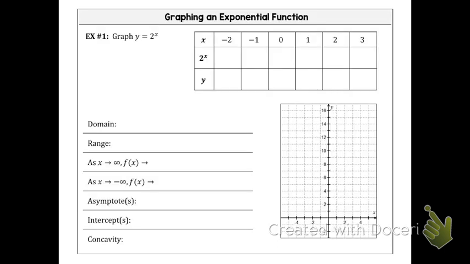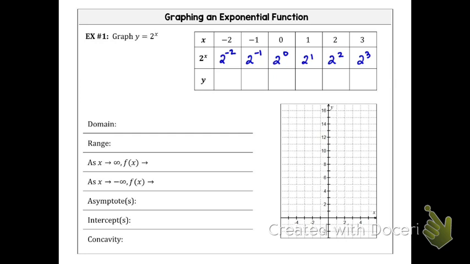So example 1 here wants us to graph y equals 2 to the x. I'll just start here. It says we want to plug in what is 2 to the x when x is negative 2. So this is just 2 to the negative 2. Then we have 2 to the negative 1, 2 to the 0, 2 to the 1, 2 to the 2, and then 2 to the 3. And then it wants to know what is that y value.